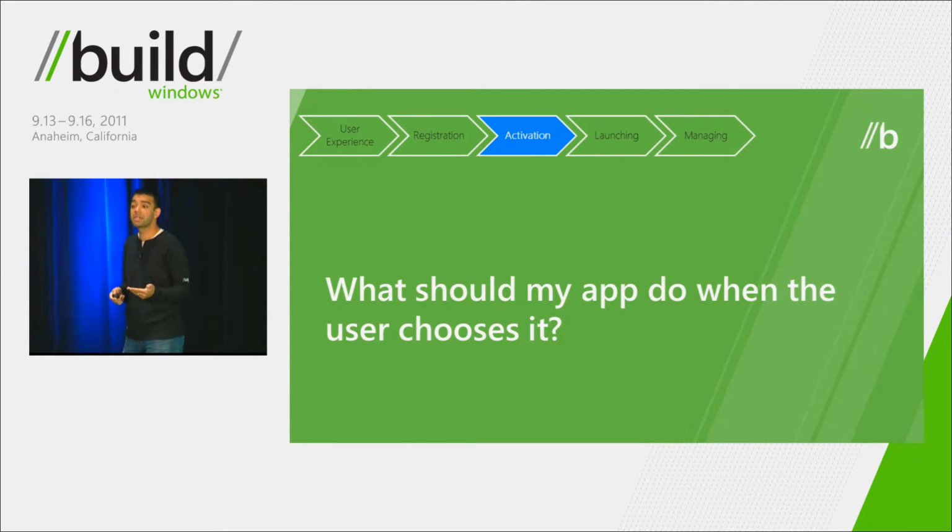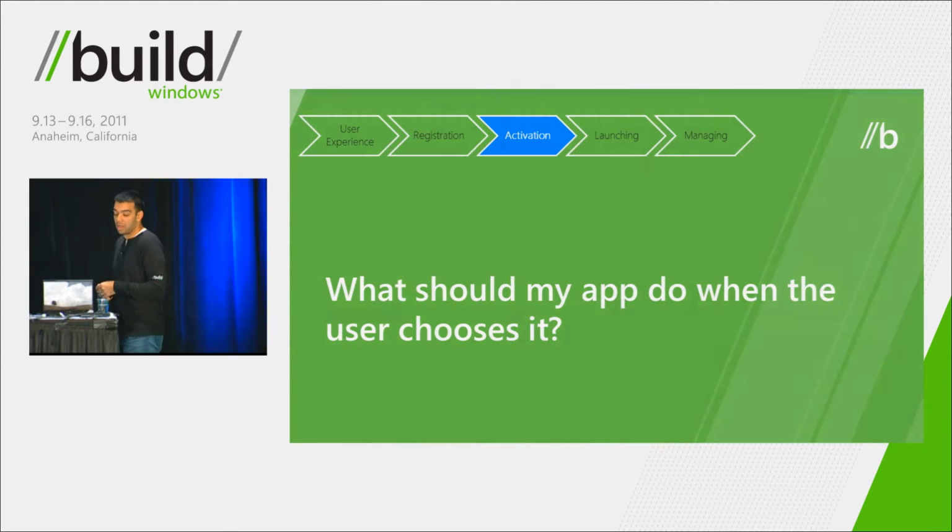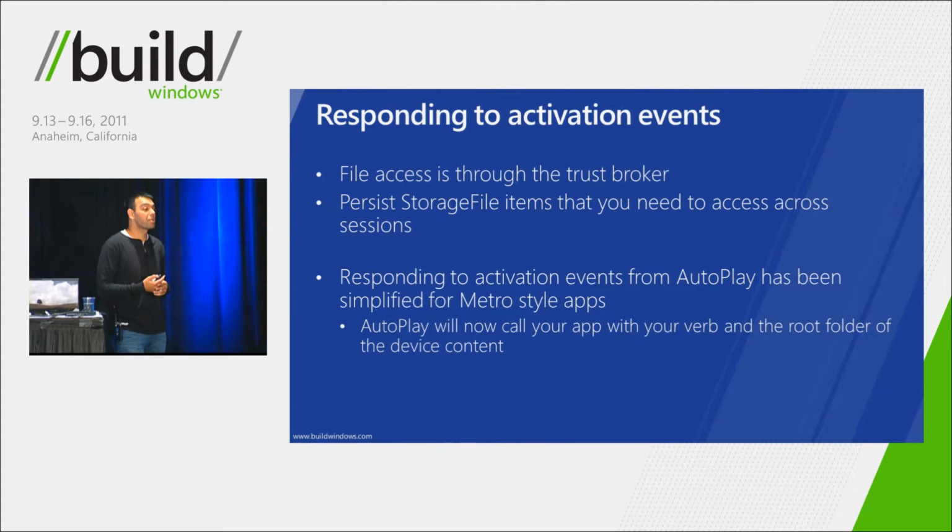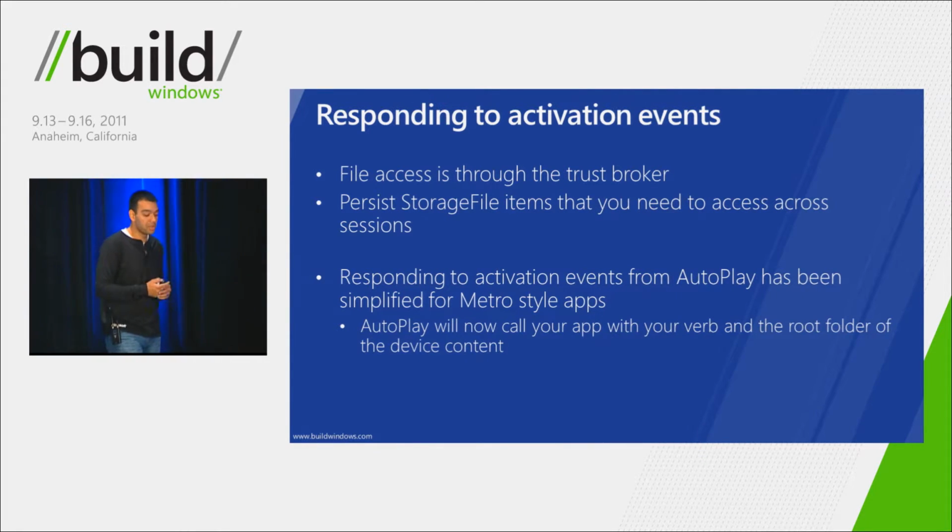Now, if you're familiar with the file type association model in Windows 7, what you may remember is that when your application gets invoked by the user, you need to use the file paths to get access to that content. For Metro-style applications, the biggest difference that you're going to notice in Windows 8 is that you should not be relying on file paths. File access in Windows 8 for Metro-style applications happens through the trust broker as part of the overall security model.